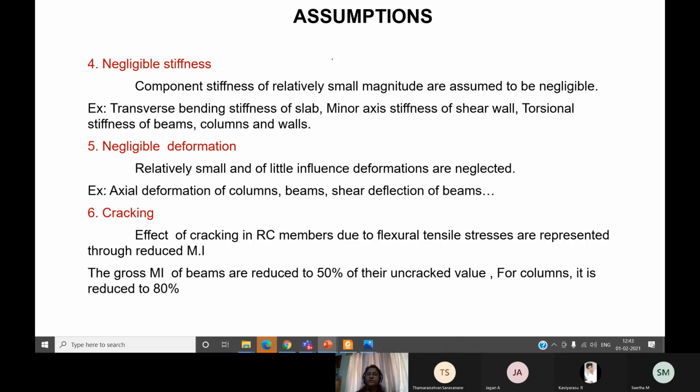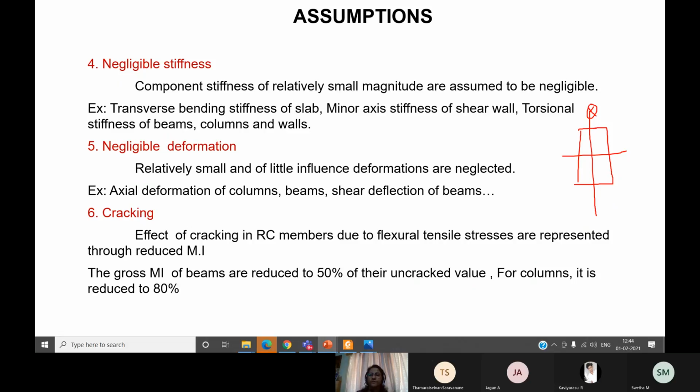Suppose you have a rectangular shear wall. There is a major axis and a minor axis. You don't consider the minor axis because it is very slender and tall, so you consider the major axis deformations only. The minor axis stiffness of the shear wall will be neglected.